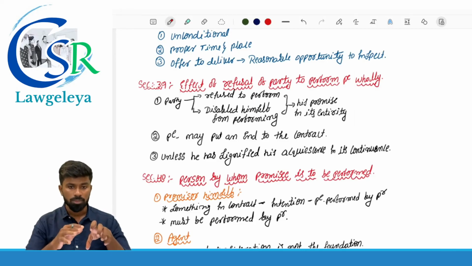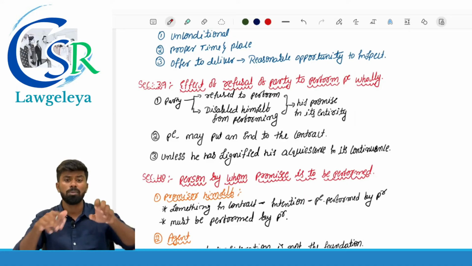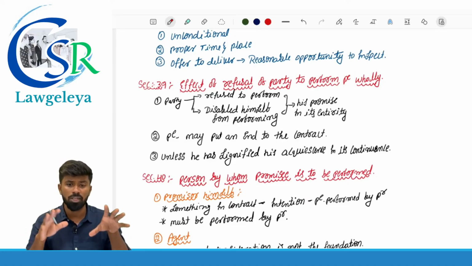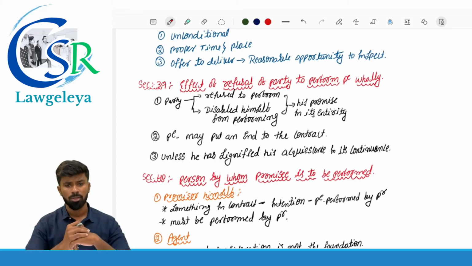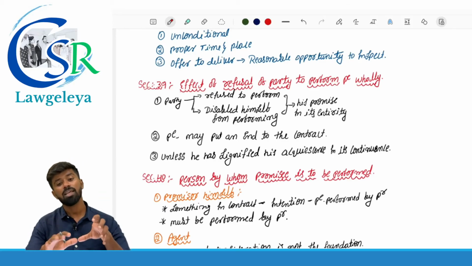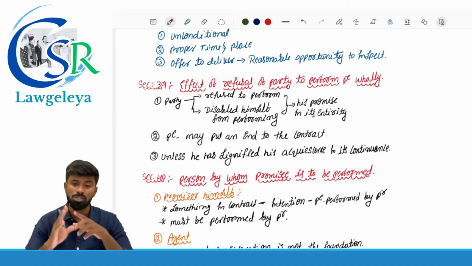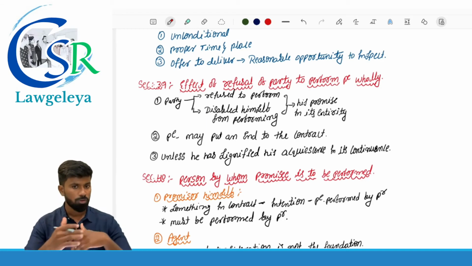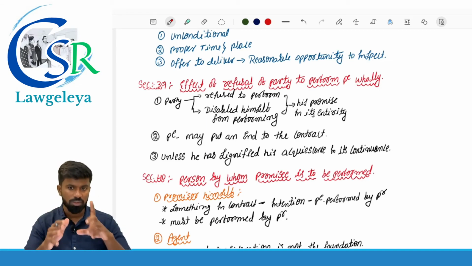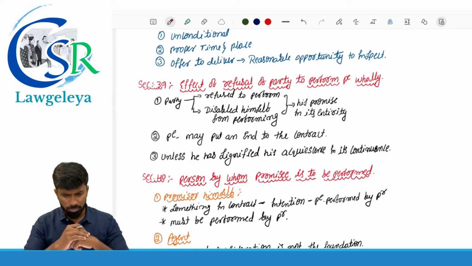If the party to the contract refuses to perform or disables himself from performing the promise in its entirety, the promisee may put an end to the contract, means he can rescind it, unless he has signified his acquiescence in the continuation of the contract either by his words or by conduct. I repeat, if the promisor refuses to perform the contract or disables himself from performing the promise in its entirety, the promisee may put an end to the contract.